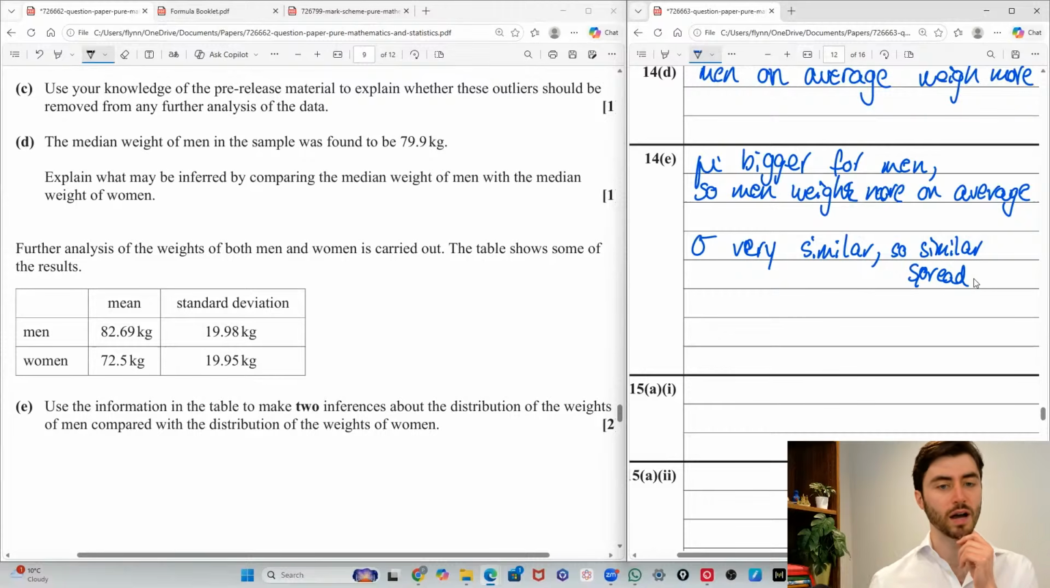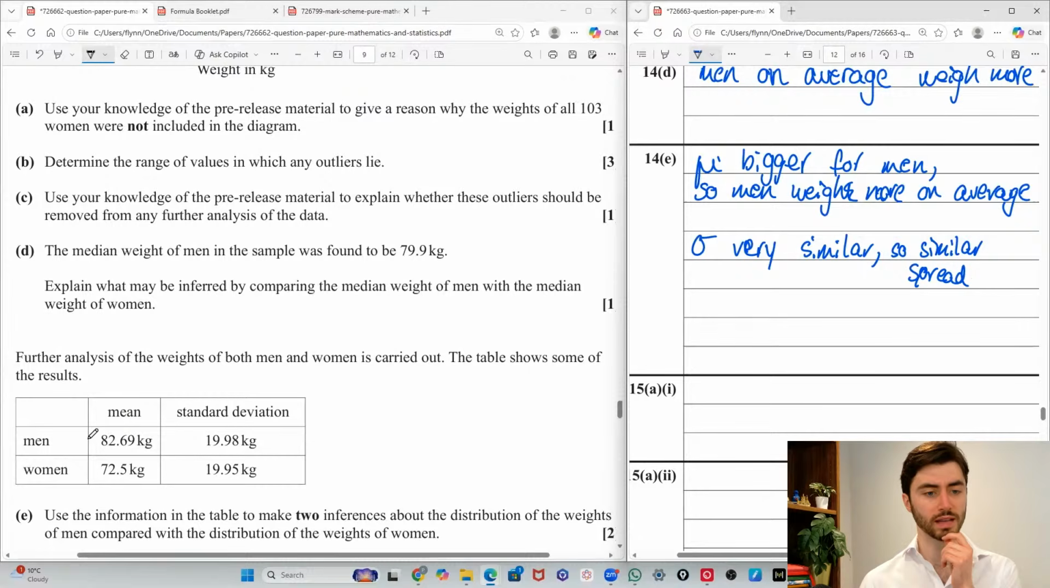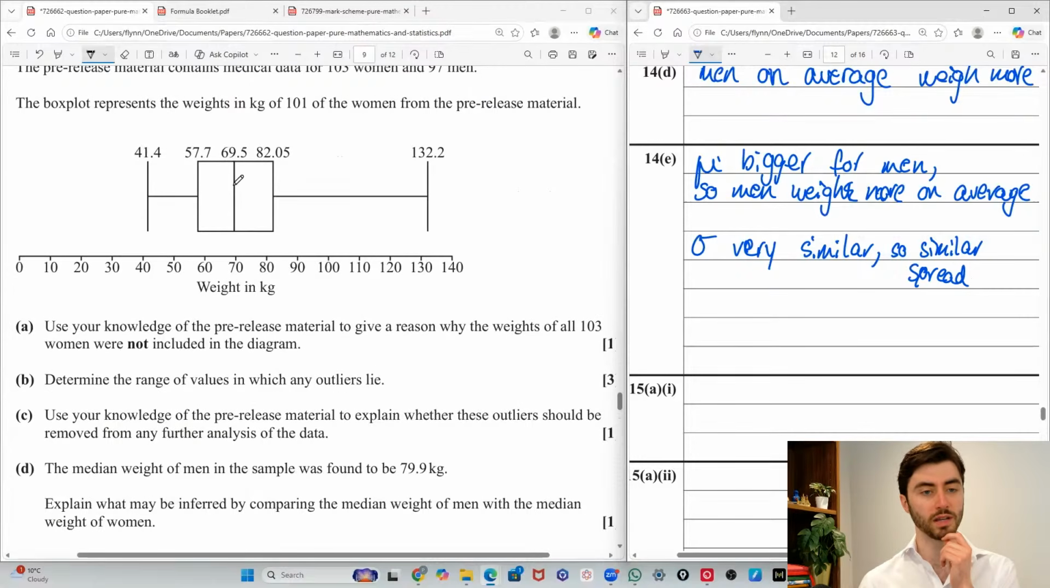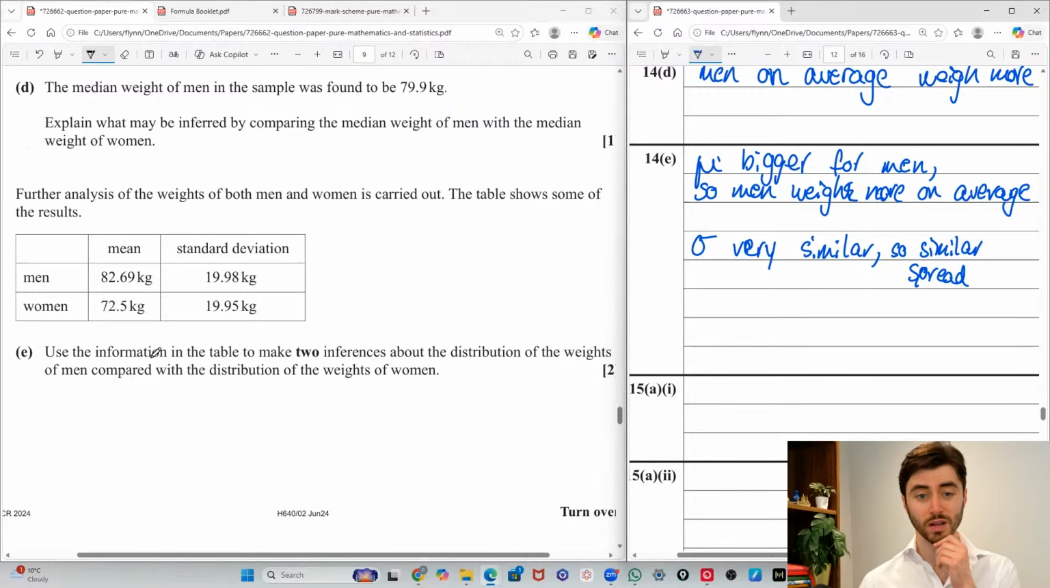But actually, I'm wondering if we can do something else with what we've been given here. So the median here is less than the mean. Oh yeah, the median here is less than the mean, so both of them would have positive skew, but that's not compared with the weights of it. So I would say both have positive skew.